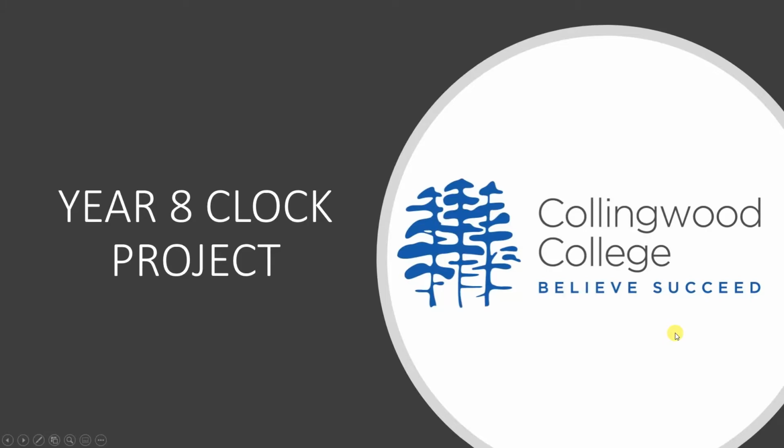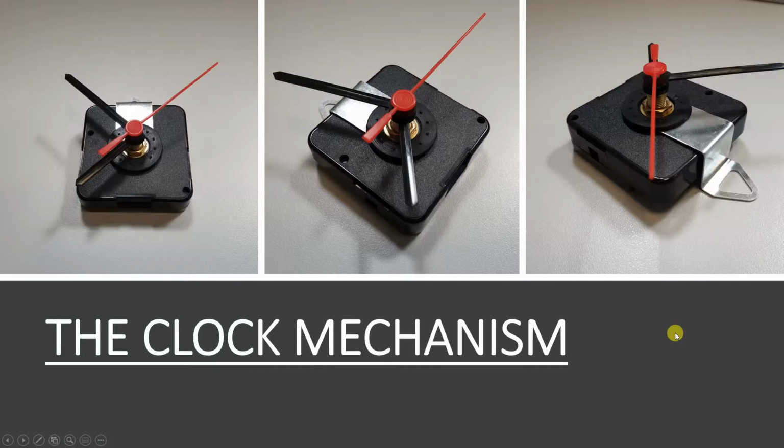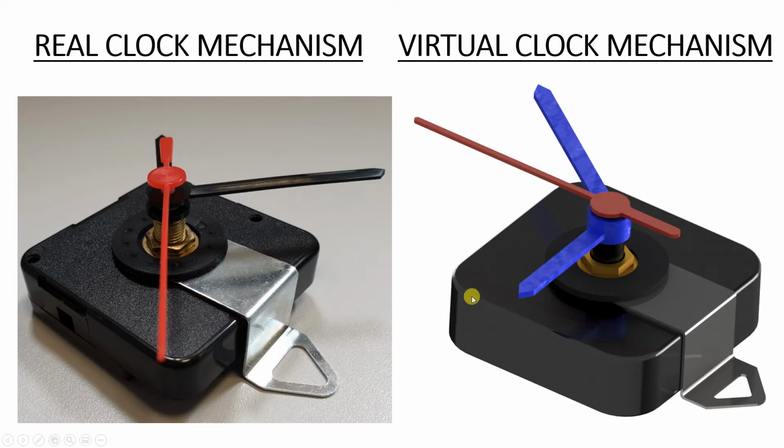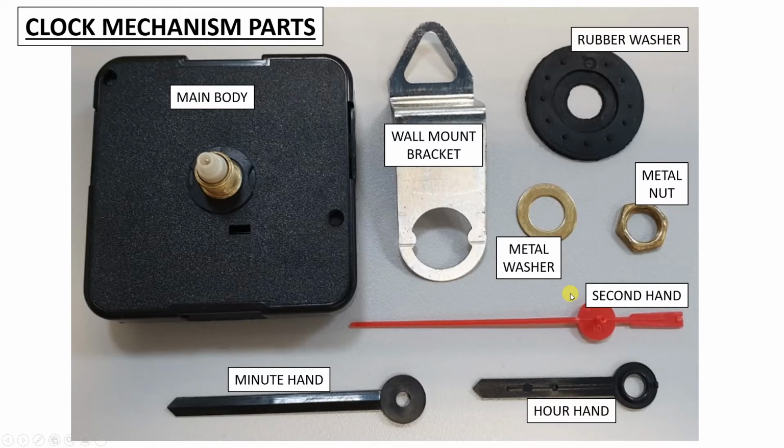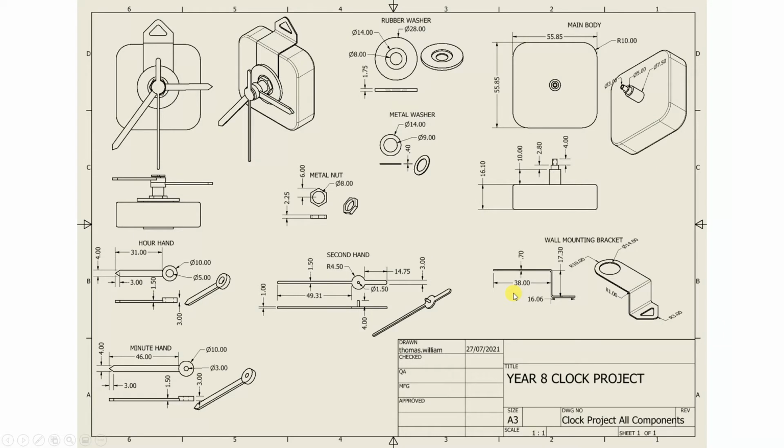So as a recap of where we should be so far, we've been looking at the clock mechanism, and we should have replicated every single component using Inventor, and then we should have turned them into the virtual clock mechanism, similar to the one on the right hand side of your screen. You've then got all of these components that should have been replicated, and you had the engineer's drawing that looks like this to help you out with that.